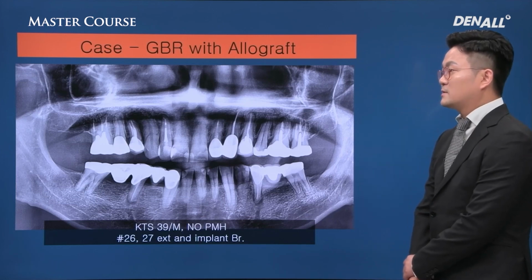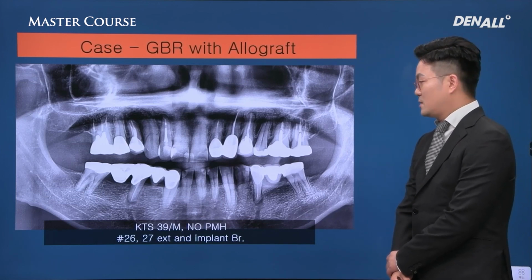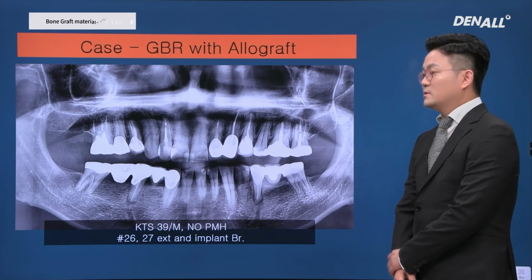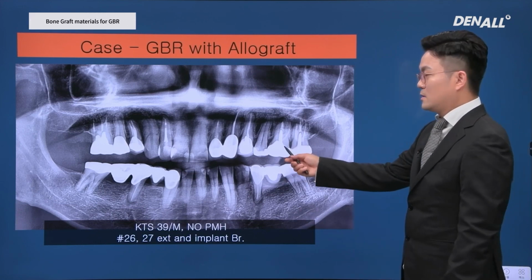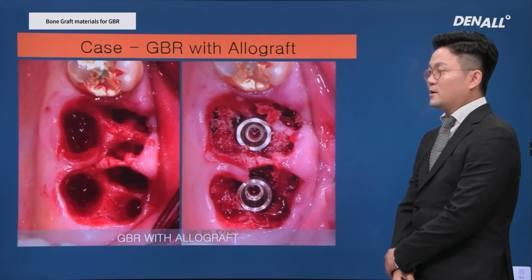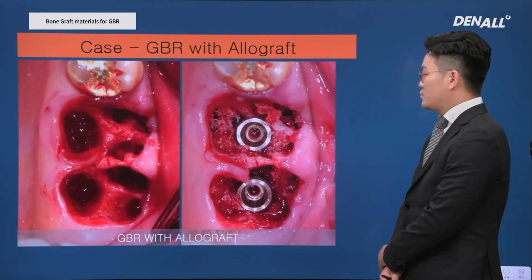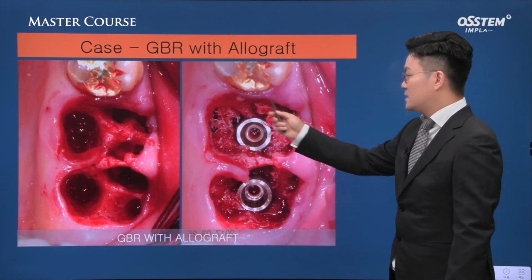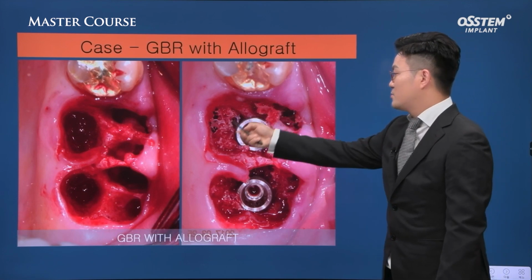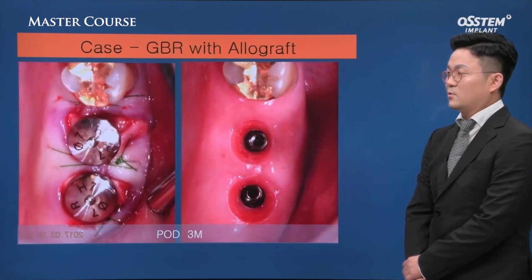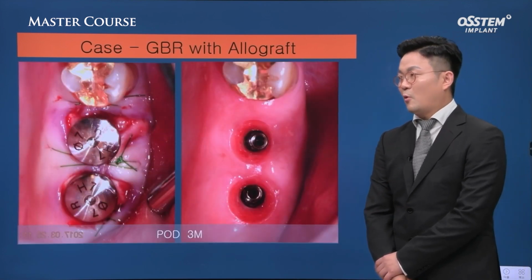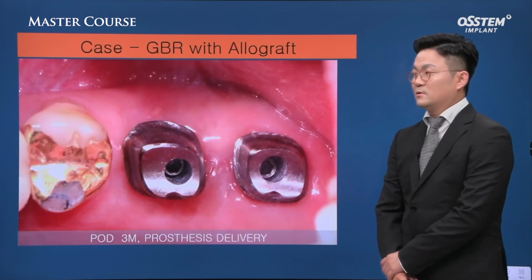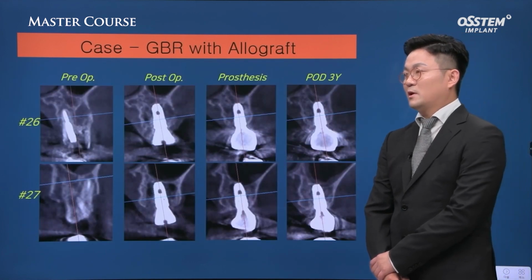The first case, GBR with allograft. In this patient, number 26 and 27, fracture occurred and extraction, followed by implant placement. The gaps were quite large because the patient was a young male, so allograft filled the gap and it was covered by collagen membrane. It was properly healed after 3 months, and the prosthesis was delivered.